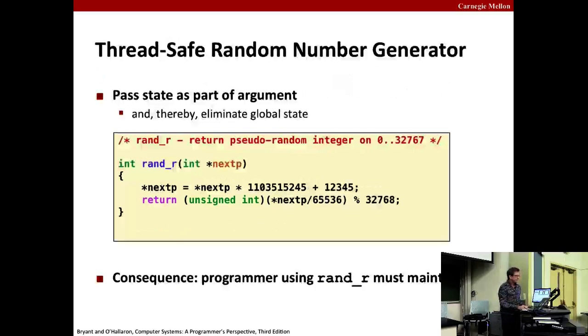So the solution to this is to rewrite rand and require the caller to keep track of this next variable. Each caller will keep its own local copy of next, and it'll pass in a pointer to rand. Rand will compute that value, so now this will be updating state in the calling thread, but this is local state on that thread's stack. So every thread will have its own copy of next. But we have to create a new function, and we'll call it with an underscore R. This stands for reentrant, which is a property we'll look at in just a second. But it's more work for the programmer because now the programmer has to maintain this next value.